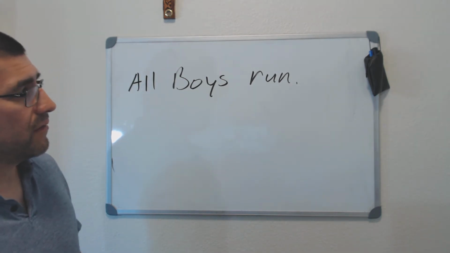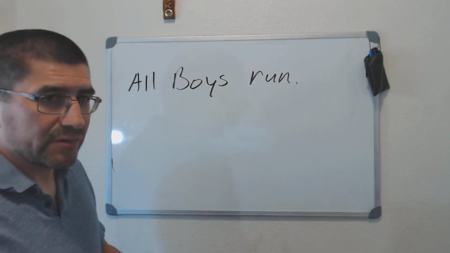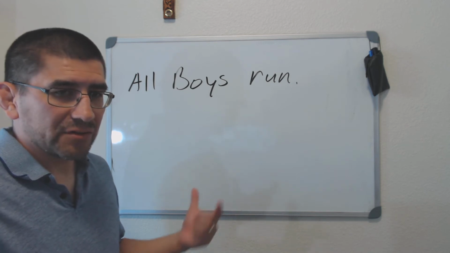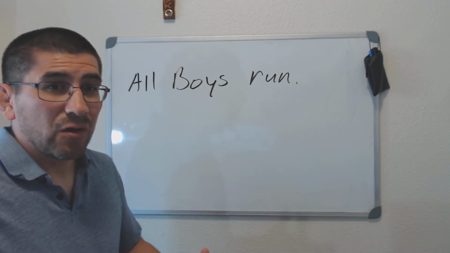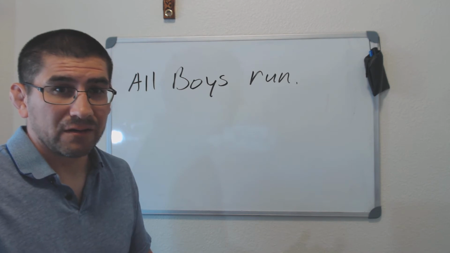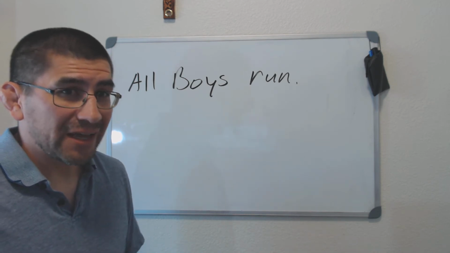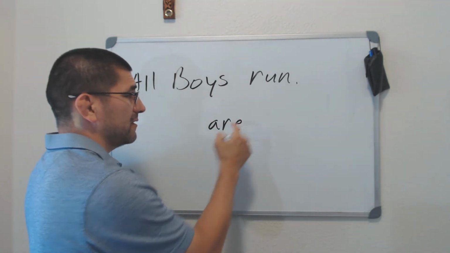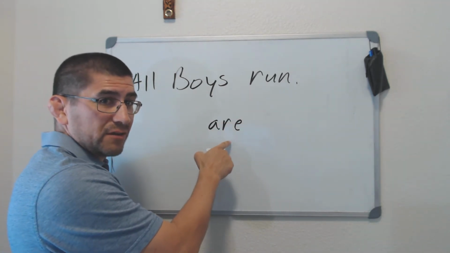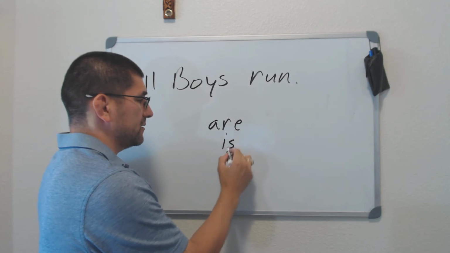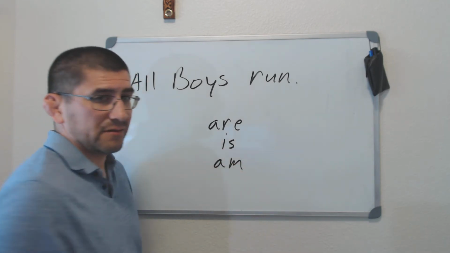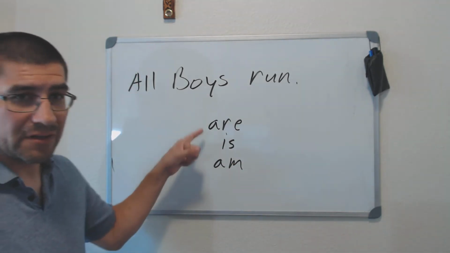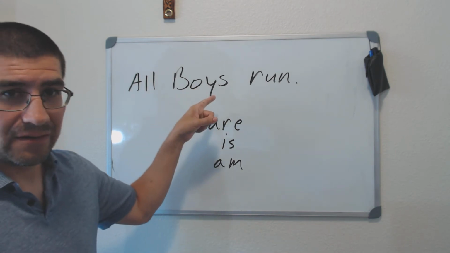Now, if you notice, we have not completely turned this into an A proposition, because where is the verb are? In order for it to be an A proposition in logical form, you need to be able to see that verb right here. What are the other forms of this verb? Is, or even am. So you need to be able to see one of these. We don't see it here.